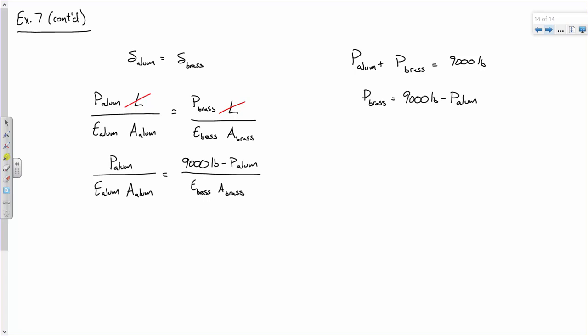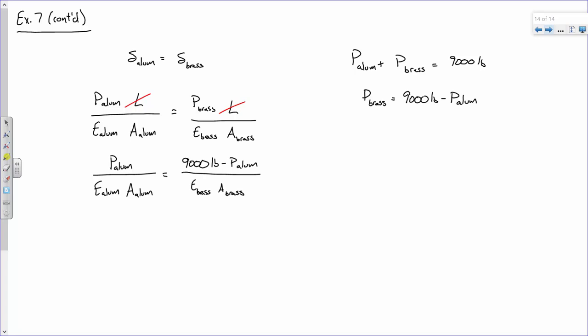Now look at this. Do we know the E values for each material? Yeah, those are properties for the material that we can look at. Do we know the A values for each material? Yeah, that's where we looked at the cross-section earlier. The only thing that we don't know in that equation is the force in the aluminum. So now we've reduced it to where we can solve for this.